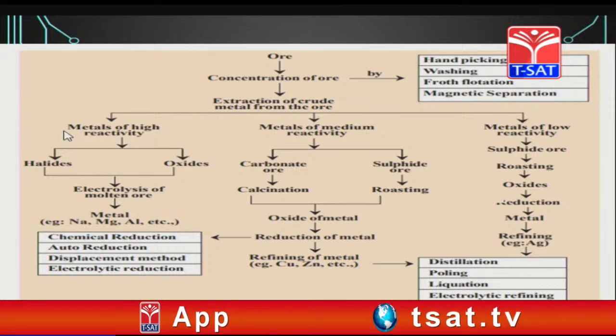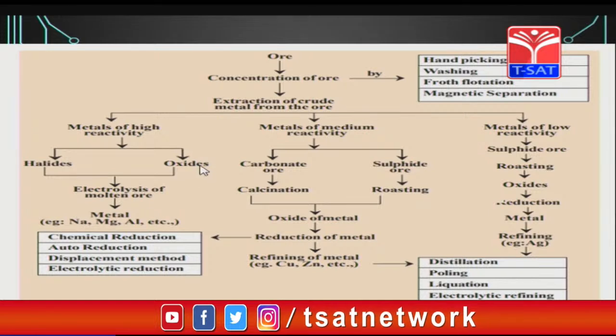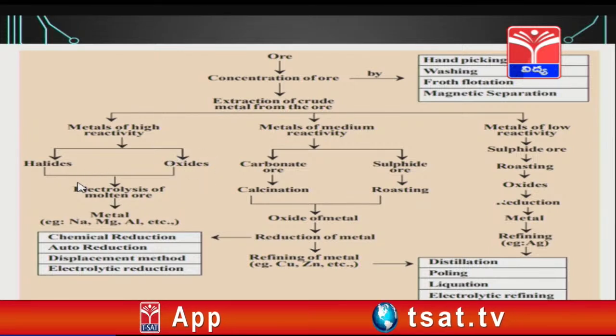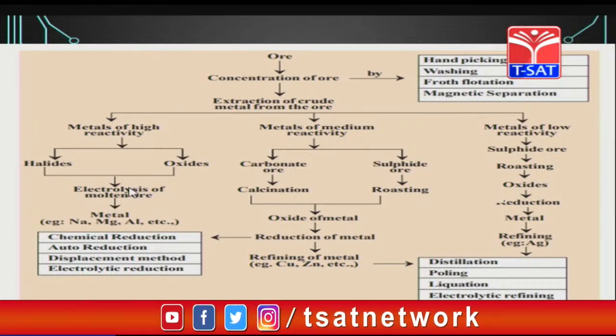If the metal is combined with a halogen, then that type of ore is called a halide ore, and if the metal is combined with oxygen, we call it an oxide ore. So, if the metals are of high reactivity, they form metal halides or metal oxides. Extraction of such highly reactive metals can be done by a process called electrolysis.